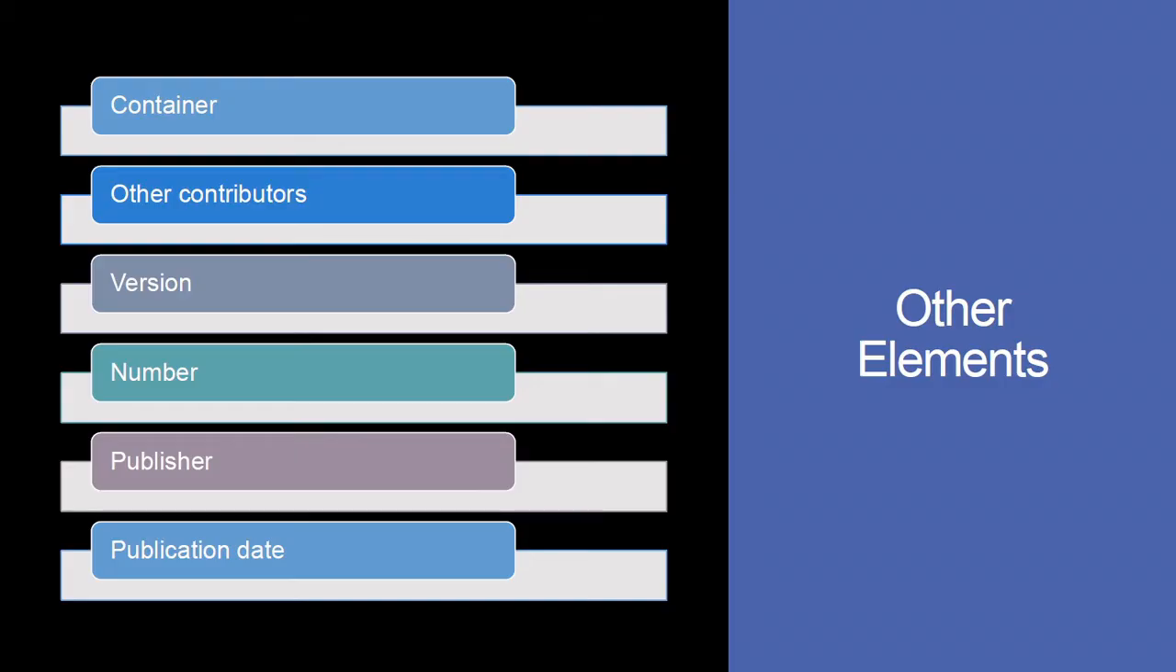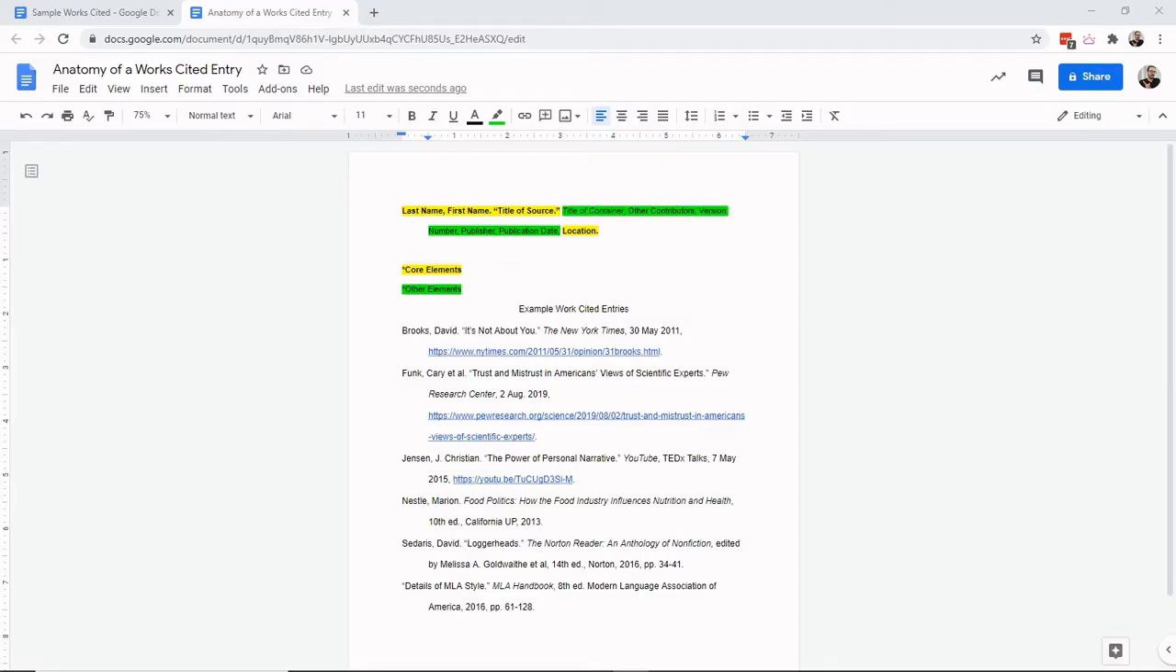Such other. In addition to the core elements, most sources contain other elements we should keep track of as well. Not all sources contain all these other elements, but we should keep track of as many of the other elements as the source provides us. These other elements, highlighted in green, are separated by commas. The container.